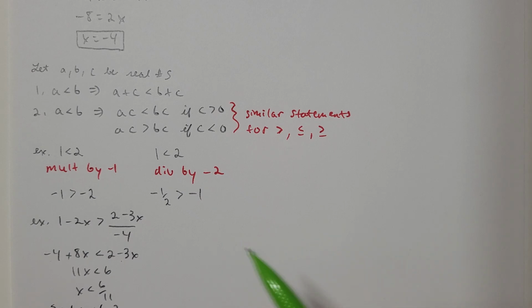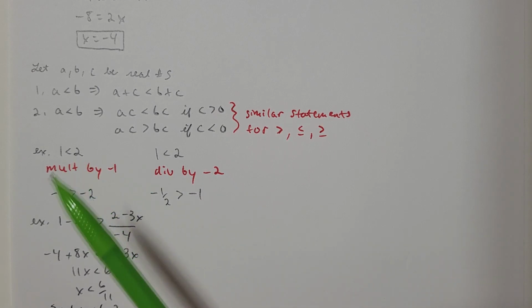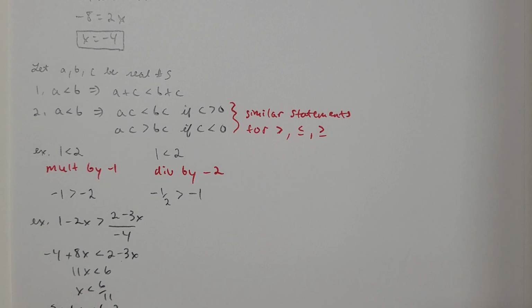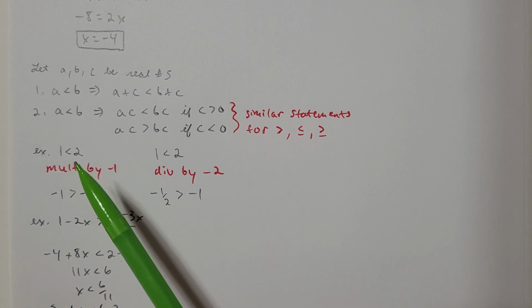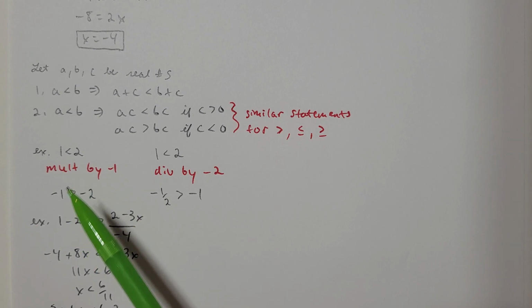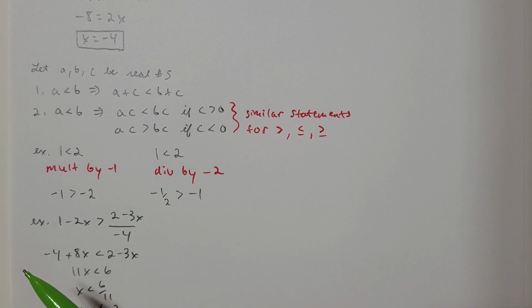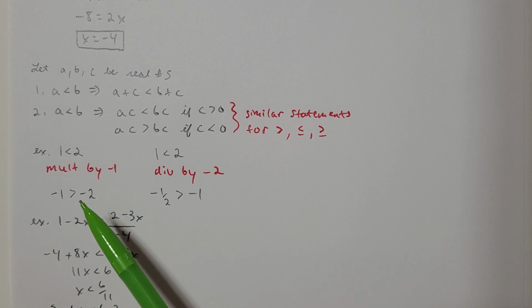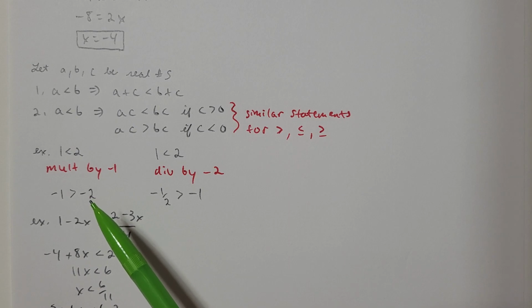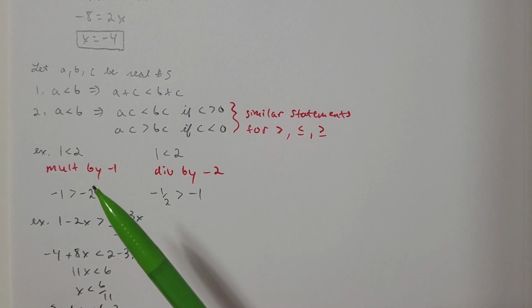So here's why we're flipping the sign. For instance, 2 is bigger than 1, right? I know that. Okay, what if I multiply both sides by negative 1? 1 times negative 1 is negative 1, and 2 times negative 1 is negative 2. What side is the bigger side? Well, negative 1 is bigger than negative 2, so I have to flip the sign. Otherwise, if I don't flip the sign, I'm not going to be saying something that's true.